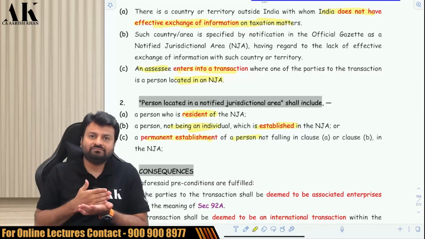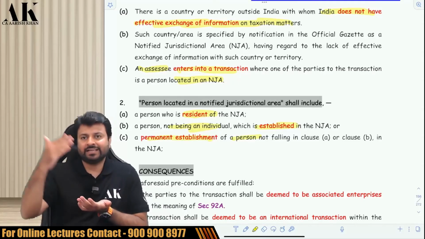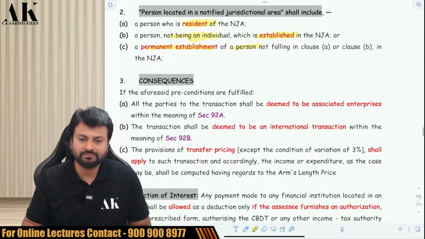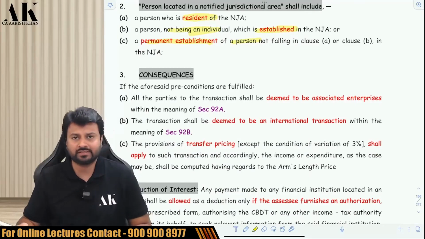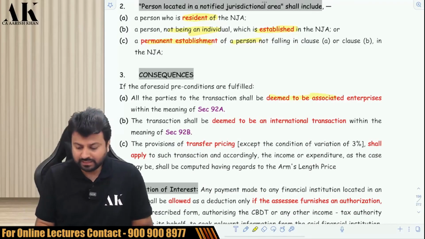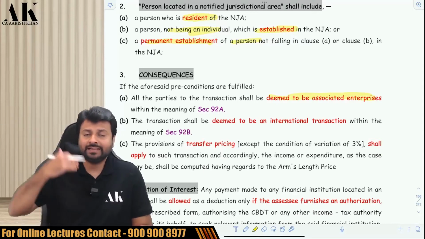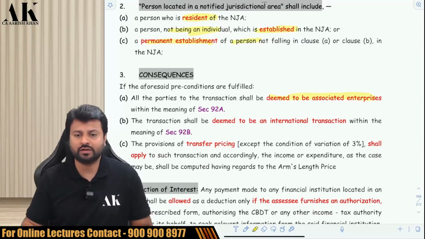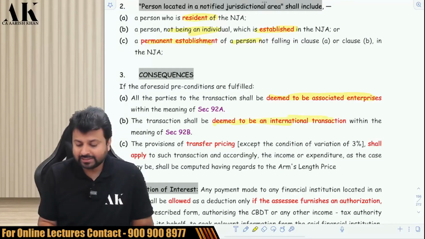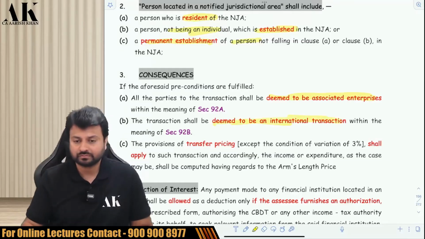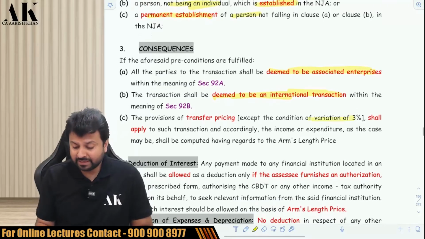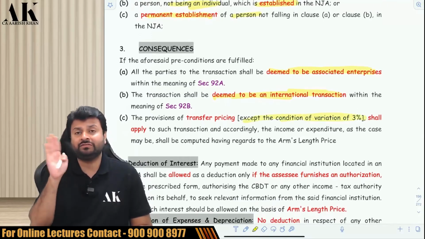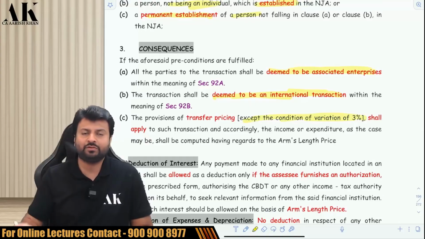So if India declares any country as a notified jurisdictional area, and if an Indian entity enters into a transaction with those entities, then that company will be considered to be deemed to be an associate enterprise. Second, our transaction will be deemed to be an international transaction. All the provisions of transfer pricing shall apply. But that 3% variation which you are having in the case of range concept, that will not be applicable for them. That benefit is also taken from you.